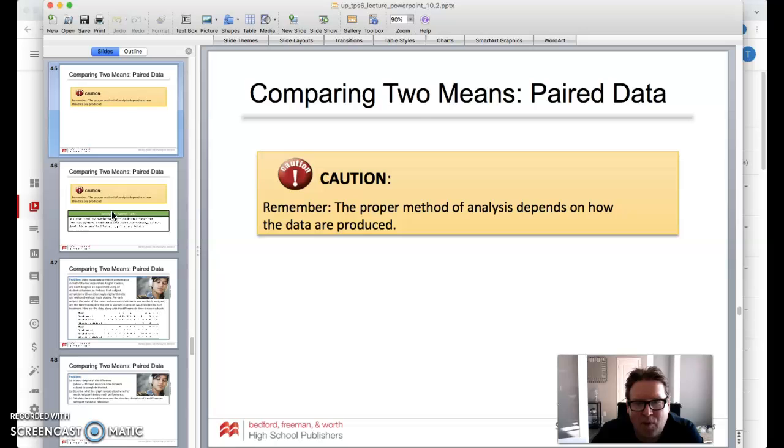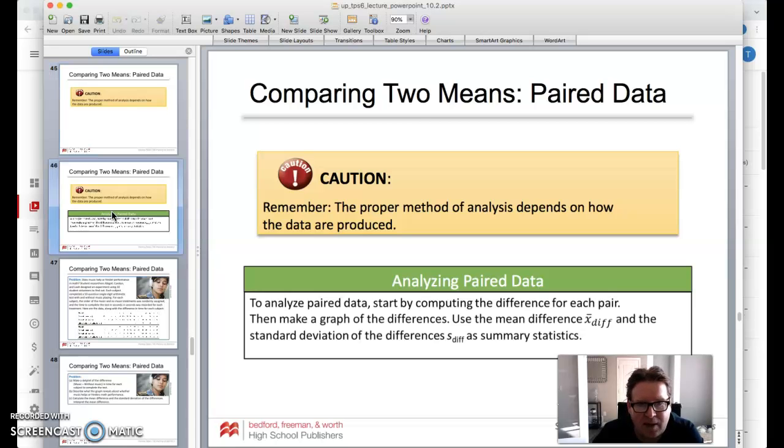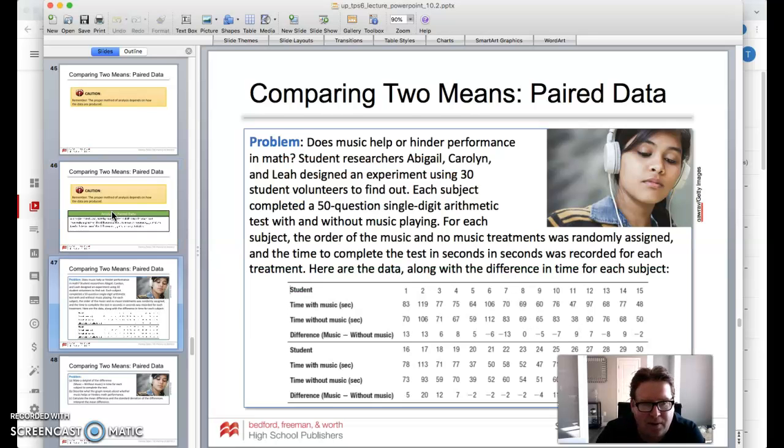Now, the proper method of analysis depends on how the data are produced. Remember that. To analyze paired data, start by computing the difference for each pair. Then make a graph of the differences. Use the mean difference and the standard deviation of the differences. Notice the subscript diff. So here we go.